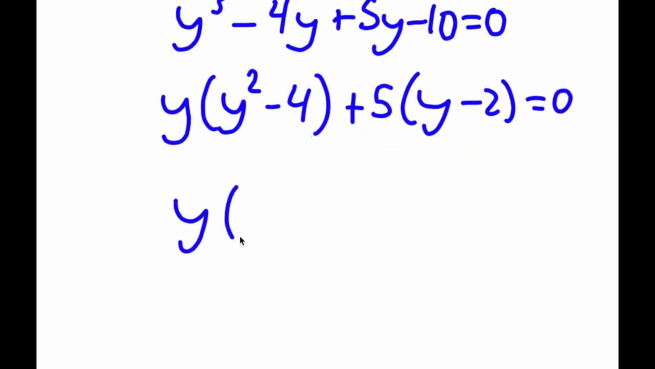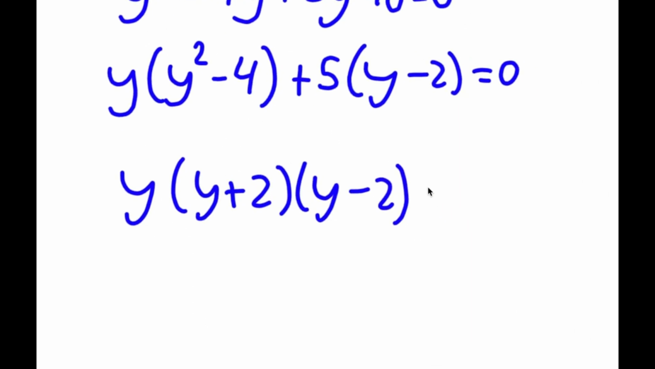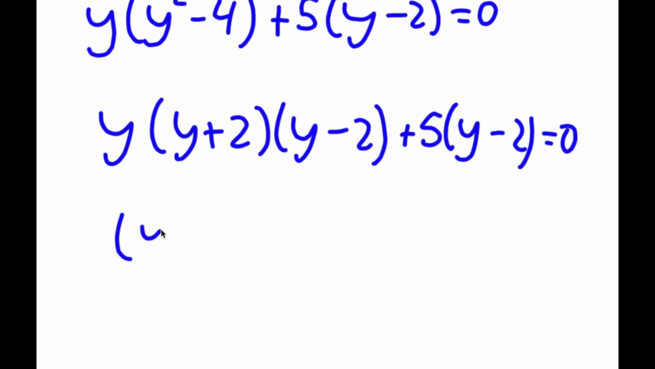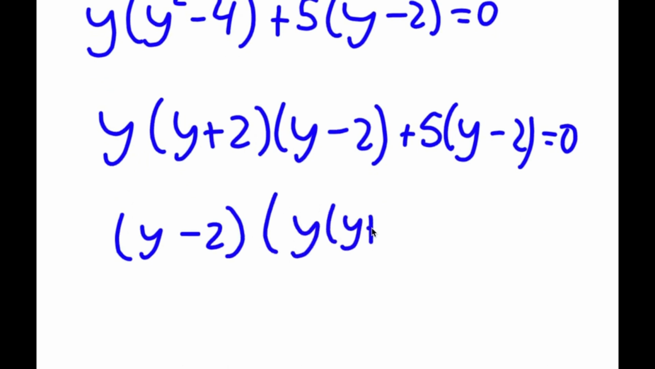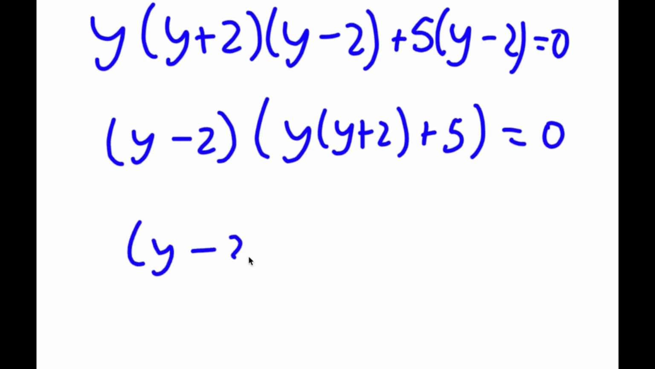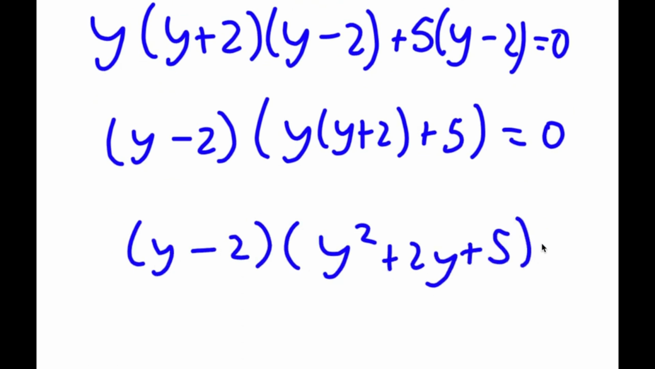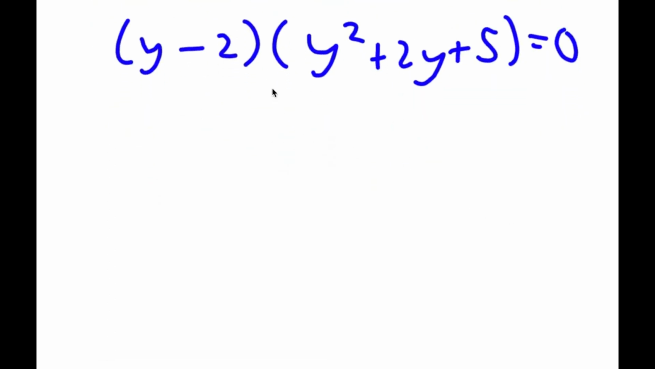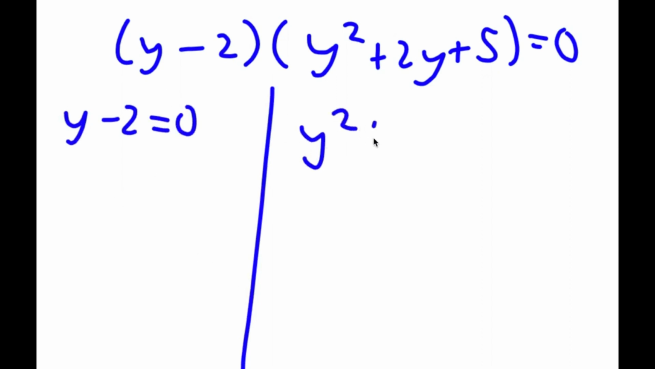Now y squared minus 4, that's the same thing as y plus 2 times y minus 2. Now I have this plus 5 times y minus 2 is equal to 0. And now if I factor out y minus 2 from this, I get y minus 2 times y plus 2 plus 5. This is equal to 0. Now this is the same thing as y minus 2 times y squared plus 2y plus 5 is equal to 0. So now this is going to give me two equations. I get y minus 2 is equal to 0, and y squared plus 2y plus 5 is equal to 0.